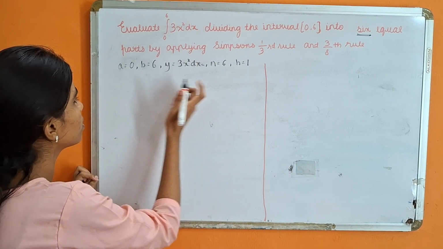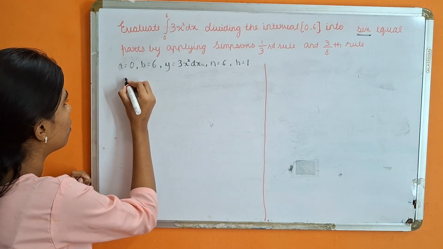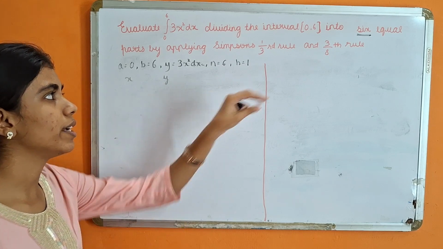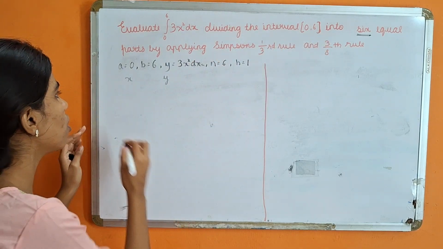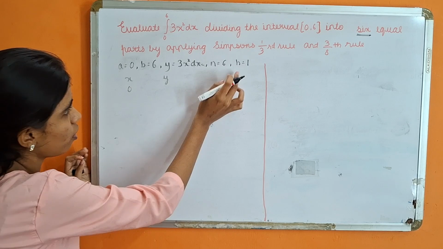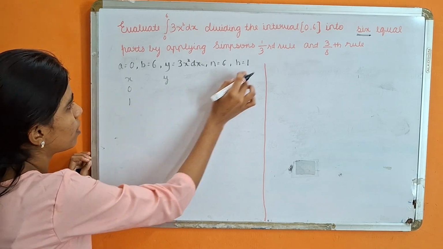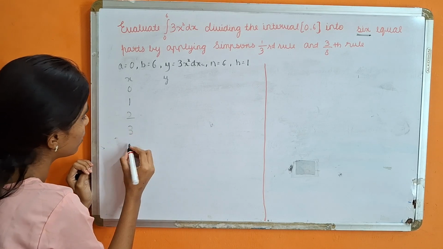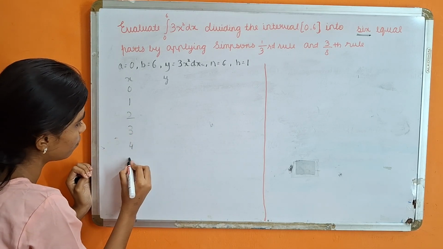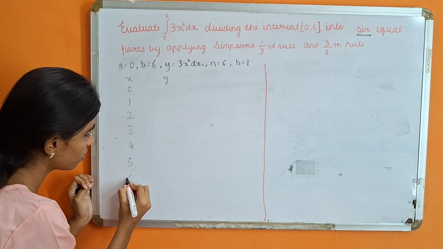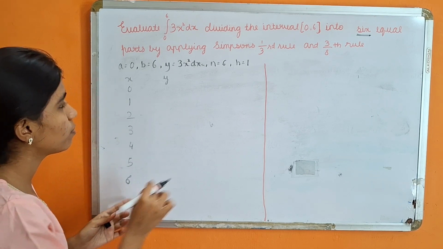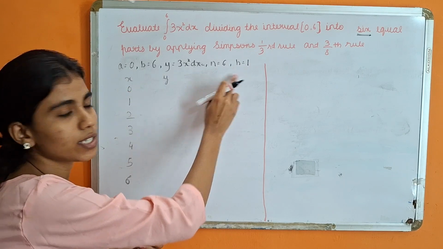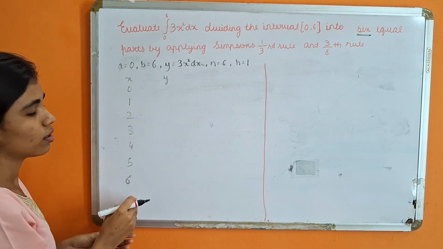Now where you have to use this h is, you have to make two columns. One is x and one is y. And now what is your interval? Your interval is 0 to 6. So you have to start with 0, add your h. Your h is 1, then 1 plus 1, 2, 2 plus 1, 3, 3 plus 1, 4, 4 plus 1, 5, and 5 plus 1, 6. And your end point is 6. So from 0 to 6 you have to add your h and go on making the x values.